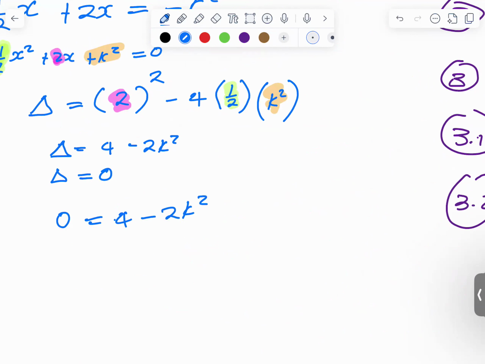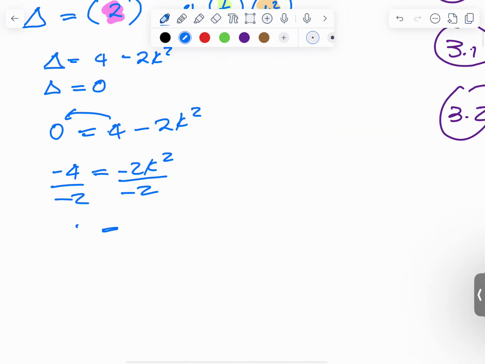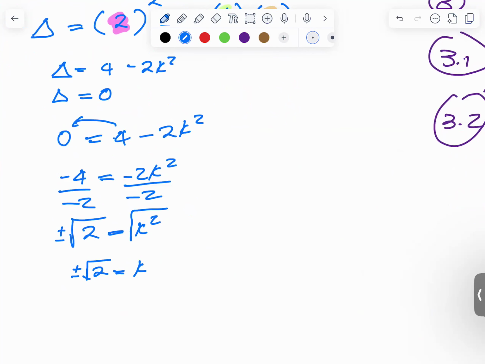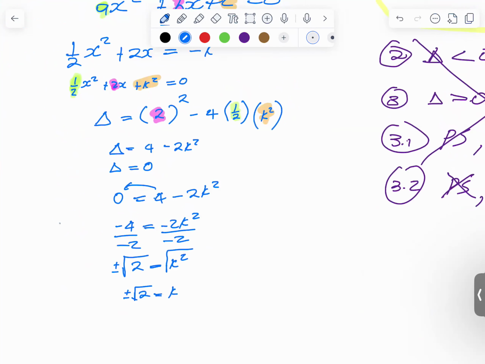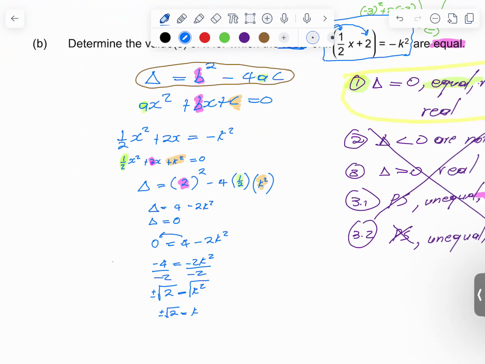Then solve. You will take 4 to the other side. It will be negative 4 is equal to negative 2k squared. Then divide both sides by negative 2. Negative 4 divided by negative 2 will just give you 2 is equal to k squared. To solve k, you will simply find the square root. When you square root, please note that the value that you have will be plus or minus, meaning that k must be plus or minus the square root of 2. And that's what they just wanted. Problem solved. Just like that.